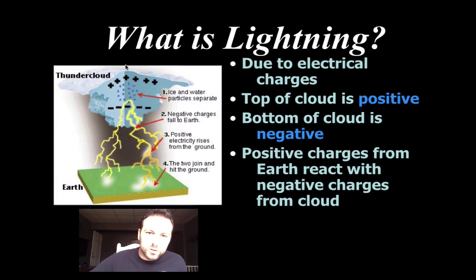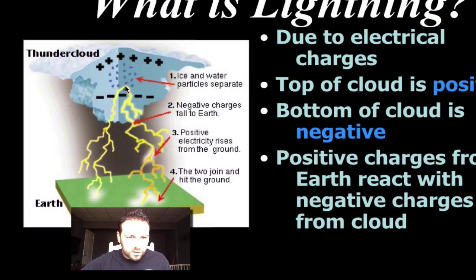When we think of thunderstorms, we think of lightning. This lightning is due to electrical charges. The top of the cloud is going to be positively charged. The bottom of the cloud is negatively charged. This is due to all the movement of water droplets in that cloud from this rising and moving air. So what we end up getting is this transfer of electrons. It's positive on top, negative on the bottom. Eventually, the positive charge from the Earth reacts with the negative charges in the cloud, and we get our lightning bolt.